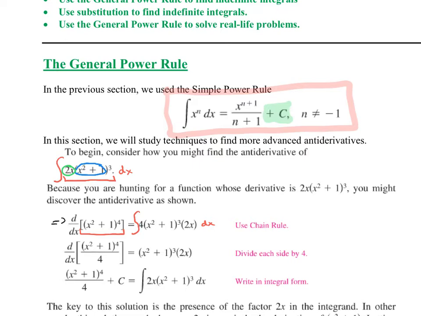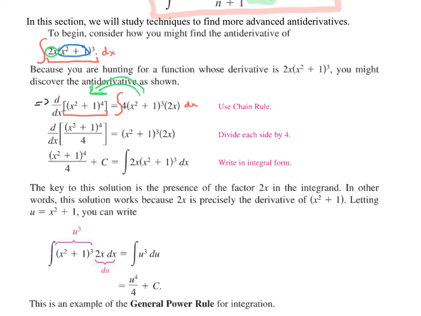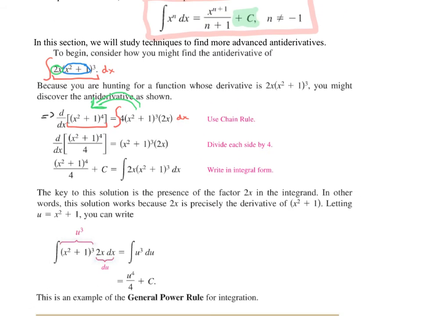So all we're going to do is take the chain rule that we have been doing the entire time, except we're going to learn how to do that chain rule backwards. Okay? So it says the key to the solution is the presence of the factor of 2x in the integrand. In other words, the solution works because 2x is precisely the derivative of x squared plus 1. So we're going back up to that original problem.